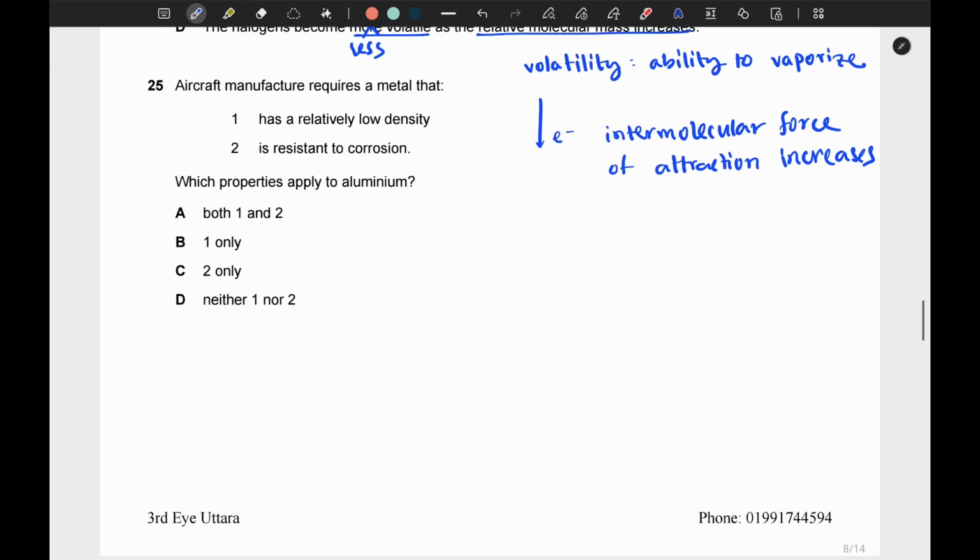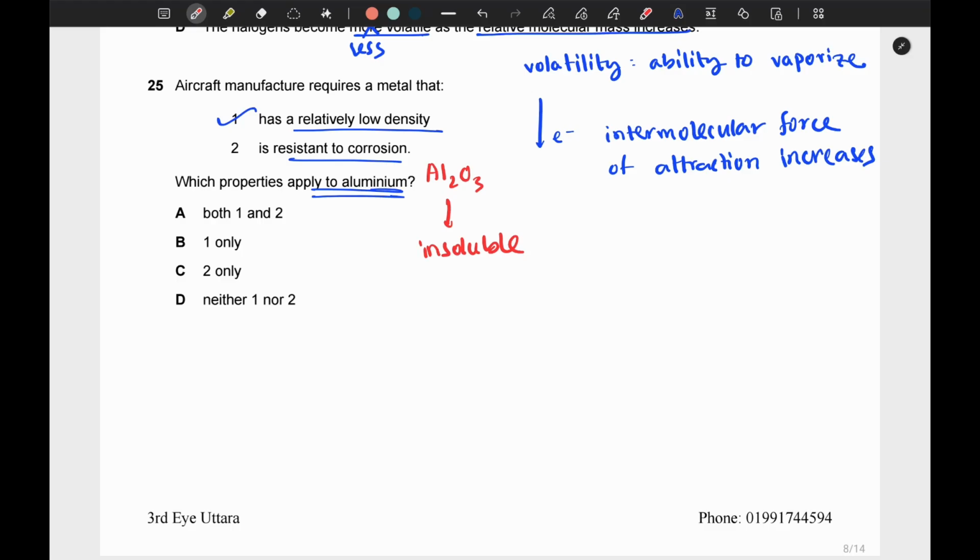Number 25, aircraft manufacture requires a metal that 1 has a relatively low density, 2 is resistant to corrosion. Which properties apply to aluminum? Well, if you look at 1, relatively low density, aluminum is a metal with low density, so number 1 is correct. And then 2, resistant to corrosion, aluminum has a layer of Al2O3, aluminum oxide, and aluminum oxide is insoluble.